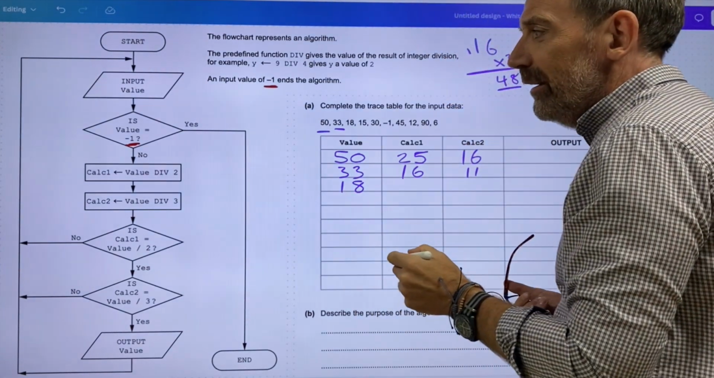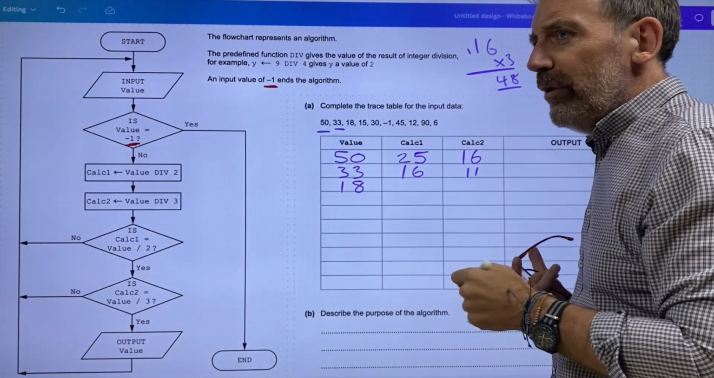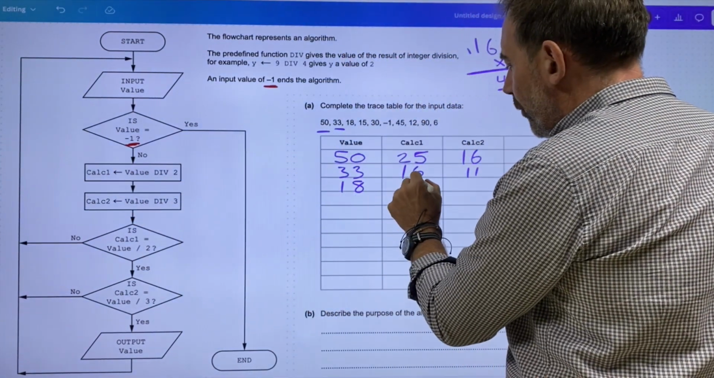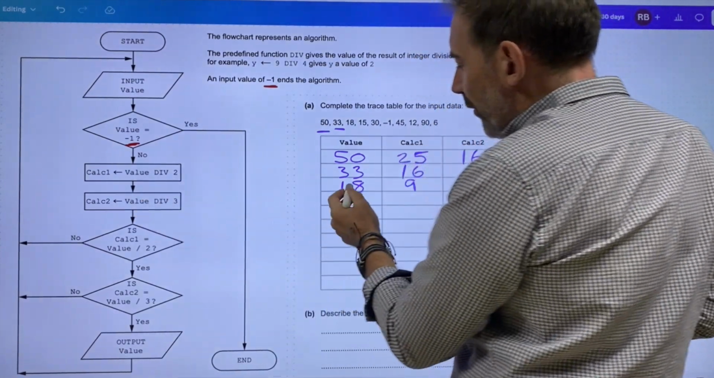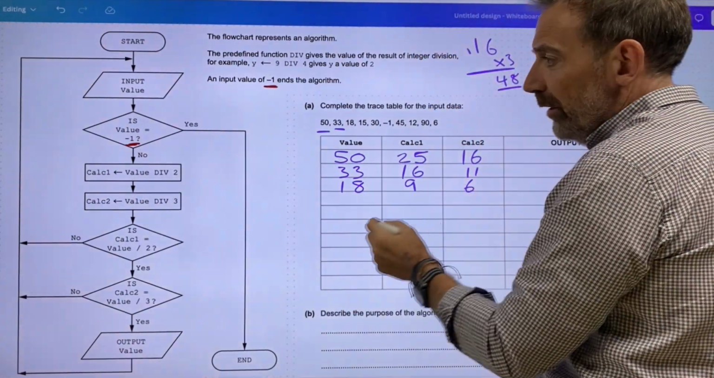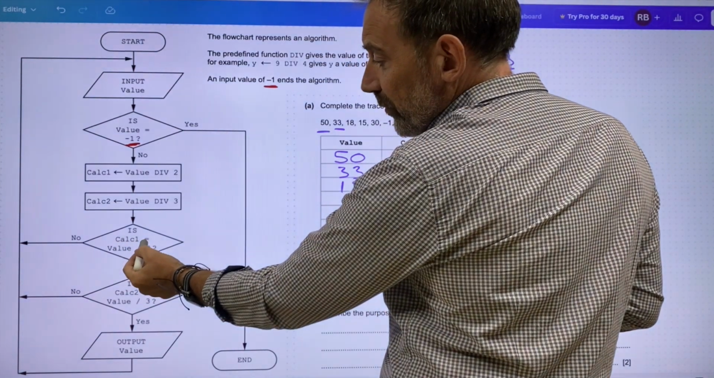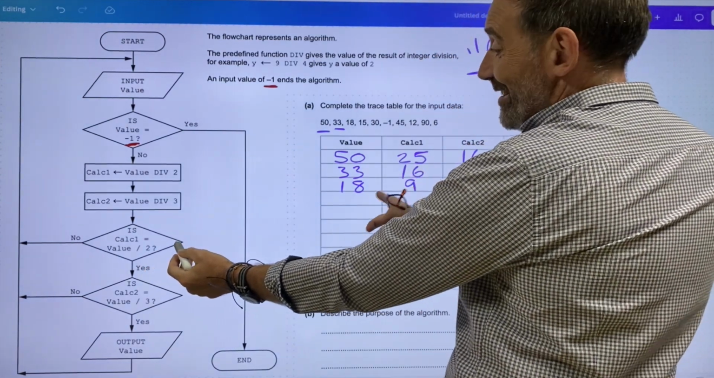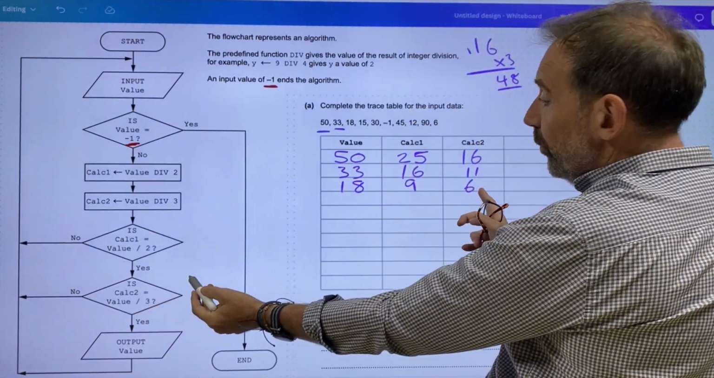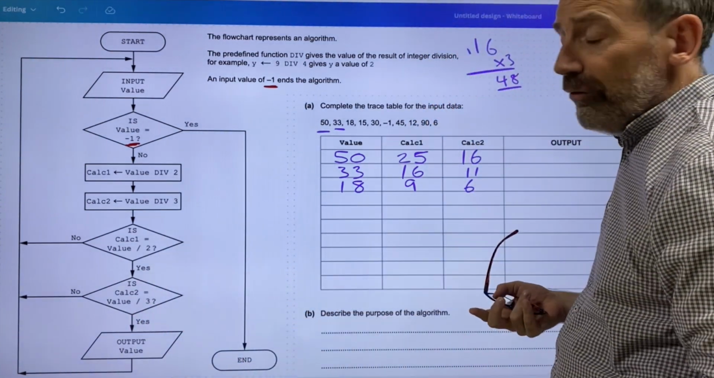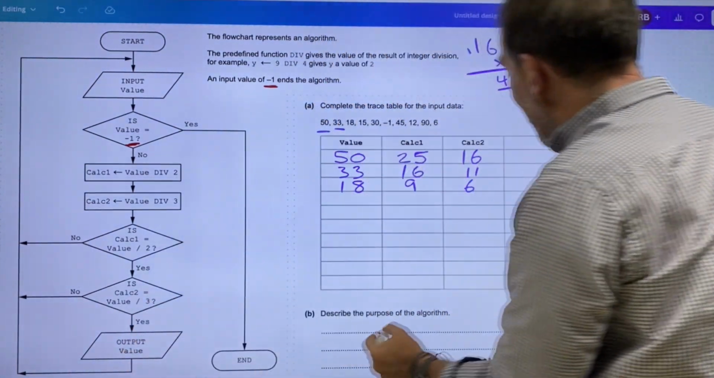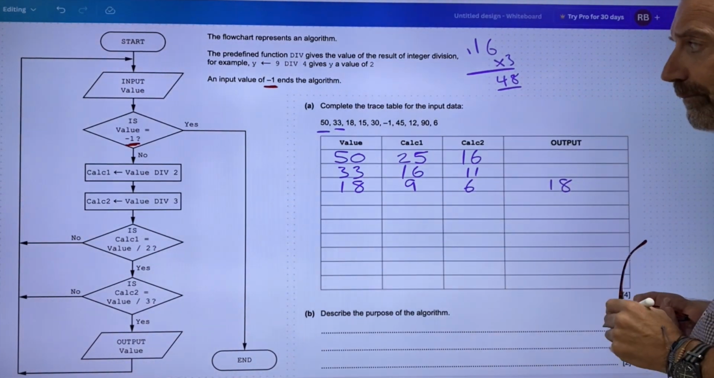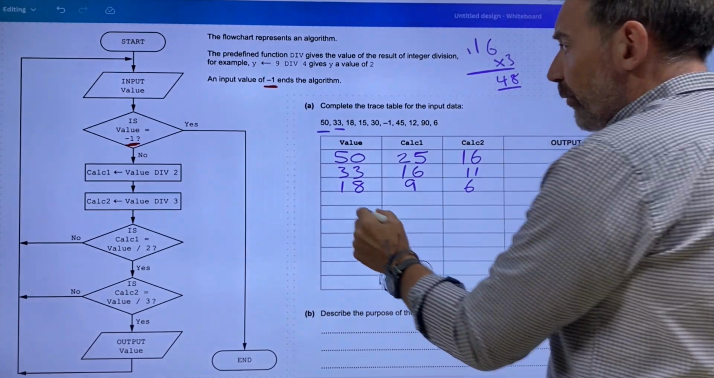Now 18 does divide by 2 and it does divide by 3 with no remainder. So first of all, divided by 2, we get 9. Divided by 3, we get 6. Is calc 1, 9, equal to the value divided by 2? Yes, it is. There's no remainder. And is calc 2, 6, equal to the value divided by 3? Well, yes, it is. So I'll come down here and output the value, which is going to be 18. And then we've got 15.